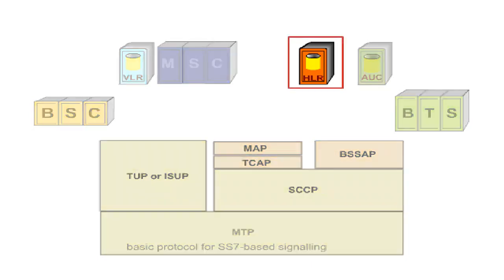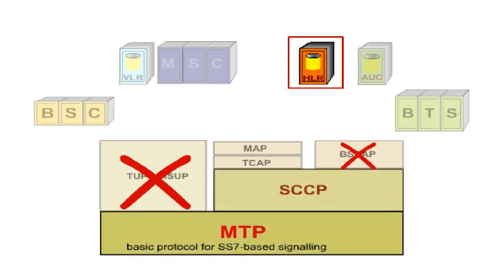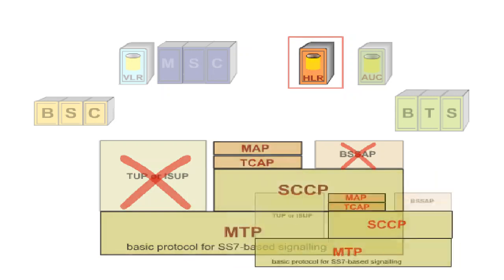The HLR is not responsible for call control, and therefore does not need TUP or ISUP. Furthermore, since it doesn't have to communicate directly with the base station controller, BSSAP is not implemented in the HLR. Thus, only the four protocols MTP, SCCP, TCAP and MAP must be present in the HLR.